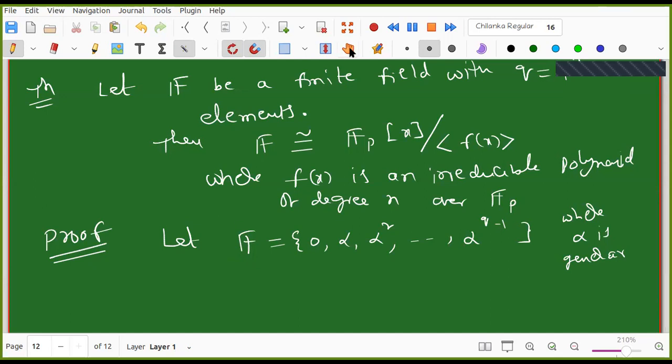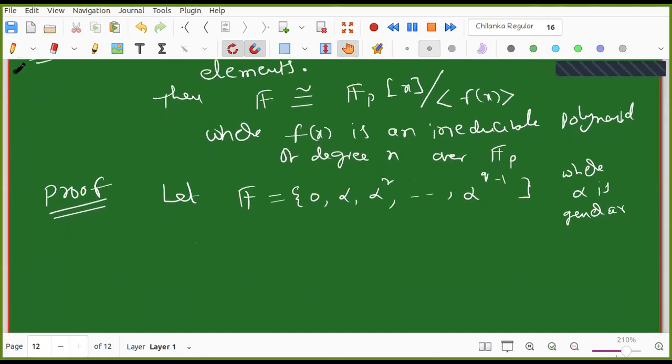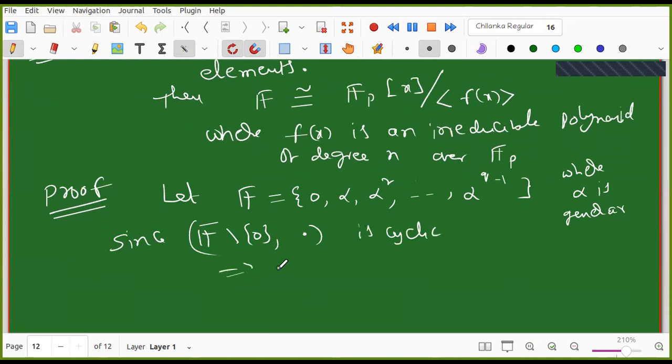But what I want to say is this. Since we proved, and whatever we proved we are using, that F minus 0 multiplication is cyclic, this implies there exists alpha belonging to F minus 0 which is a generator.